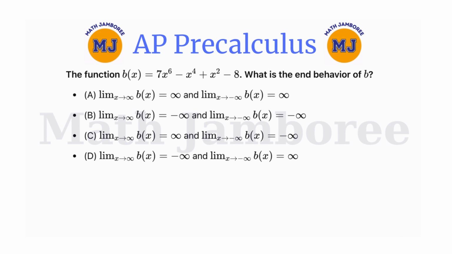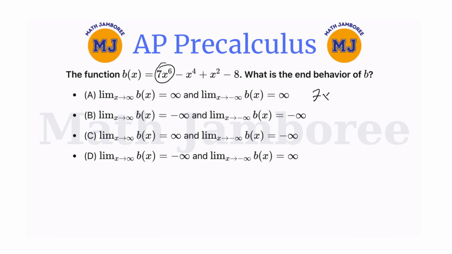So let's recall that the end behavior of a polynomial function is influenced primarily by the term with the highest degree, which is in this case 7x to the power of 6. Now let's understand how the leading term, 7x to the power of 6, dictates the behavior as x approaches positive infinity and negative infinity.